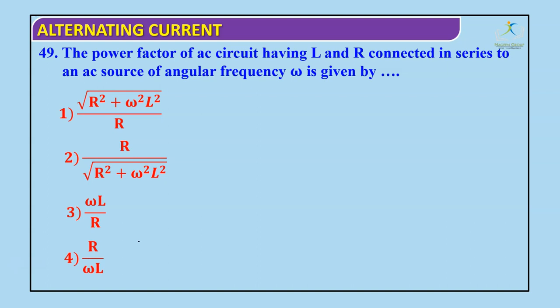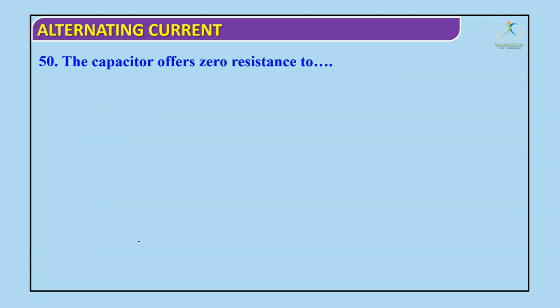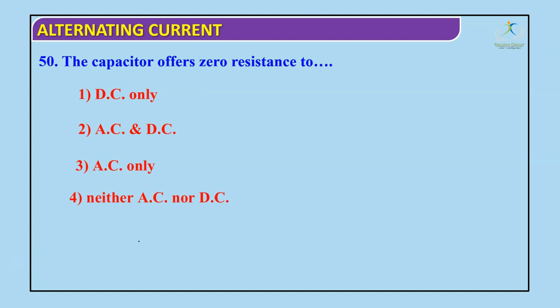So the correct option for this question is R by under root R square plus omega square L square. Next question we have, the capacitor offers zero resistance to: DC only, AC and DC, AC only, neither AC nor DC. The correct answer is AC only.